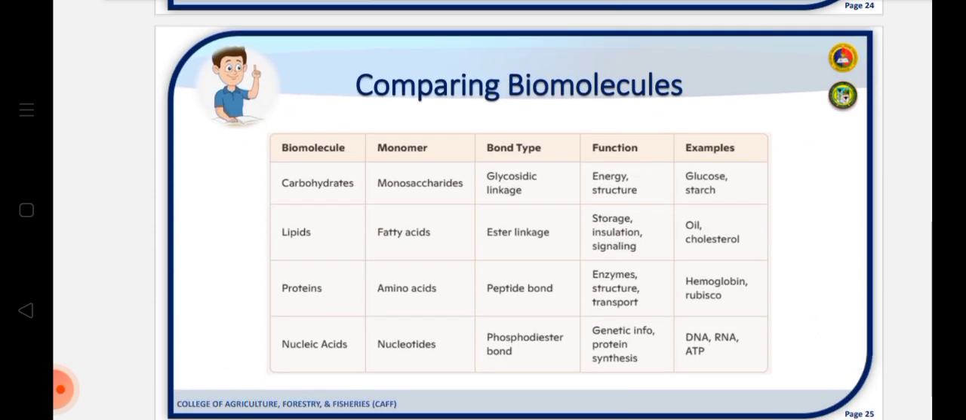Okay, so we have a table comparing the four major classes of biomolecules. So let's just recall, carbohydrates are actually made of monosaccharides. They are linked by glycosidic bonds. Then lipids are formed by fatty acids and glycerols, joined by ester linkages. Then proteins consist of amino acids. They are connected by peptide bonds. And then nucleic acids are composed of nucleotides. So they are also bonded through phosphodiester linkages.